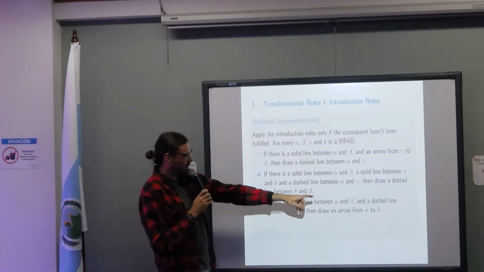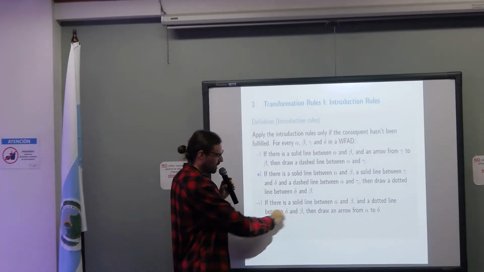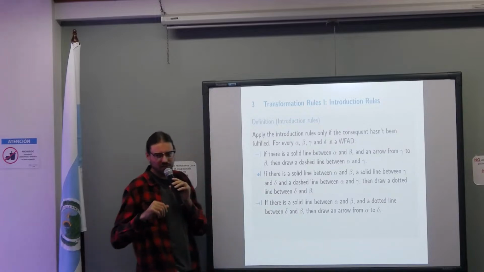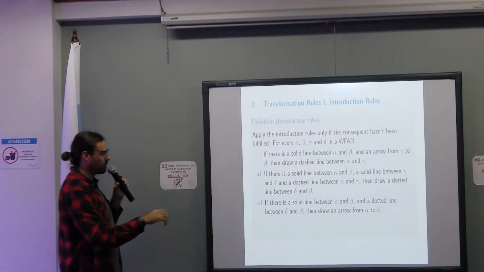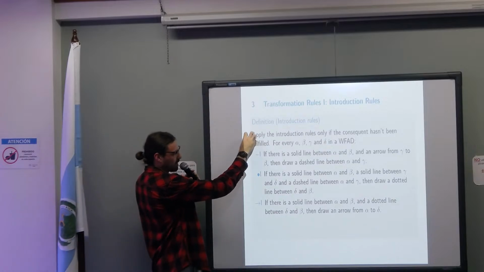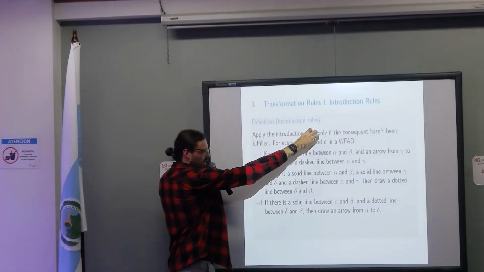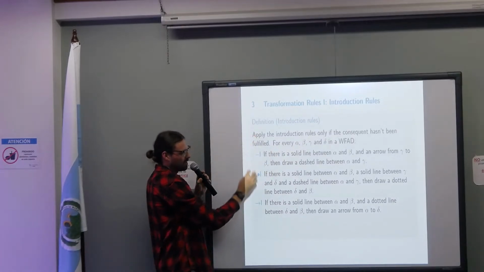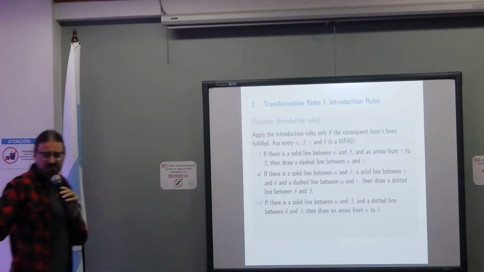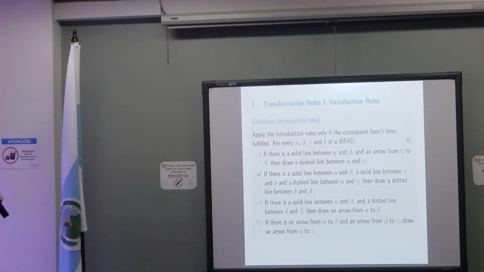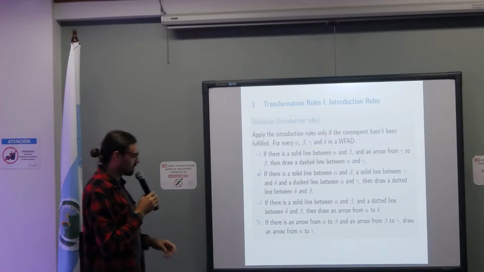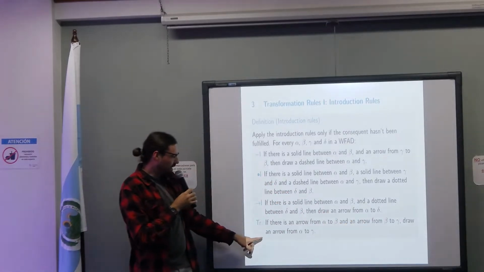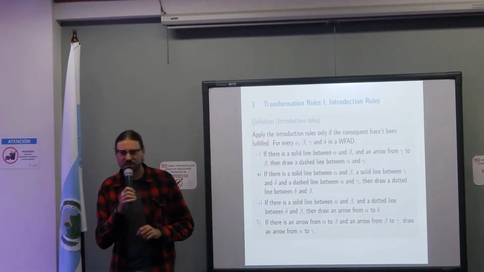And introduction of the dotted line, then introduction of the arrow. If there is a solid line between alpha and beta and a dotted line between delta and beta, then we can draw an arrow from alpha to delta. So think, for example, of the top left corner of square of opposition. If we have a formula here, then a dotted line to another formula here, a solid line to another formula here, then we can draw an arrow from this formula to this formula. And finally, we have a transitivity rule for the sub-alternations for the arrows. So if there's an arrow from alpha to beta and an arrow from beta to gamma, then you may draw an arrow from alpha to gamma.